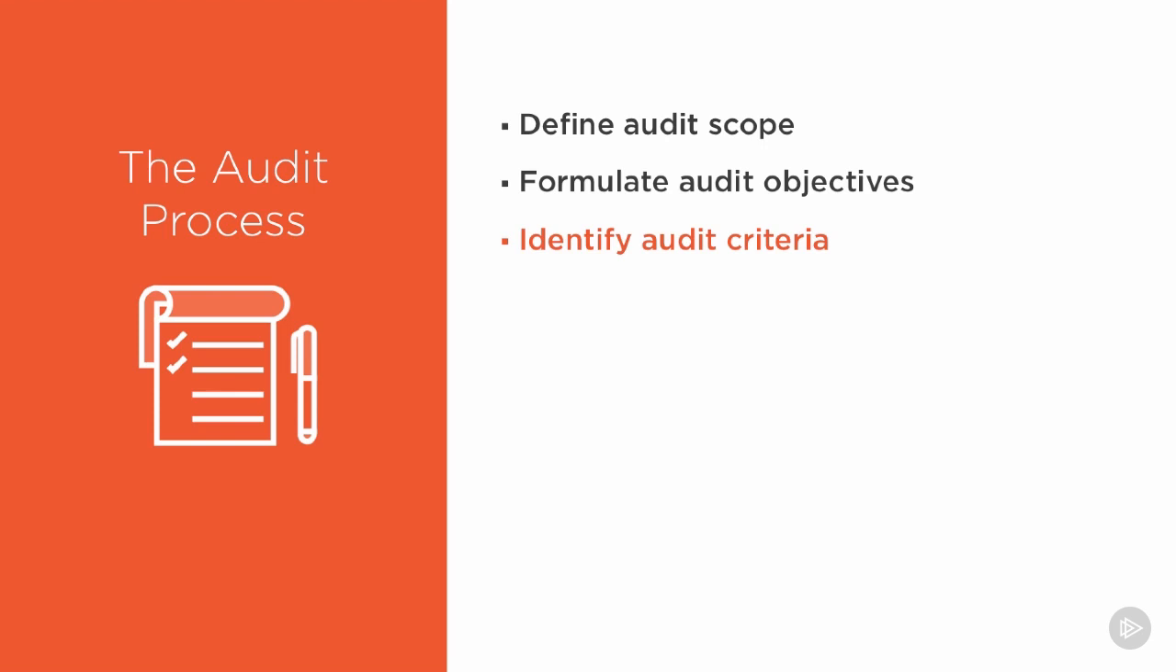We then need to define and identify the audit criteria. When we do this, we'll look at what is a pass and what is a failure. We'll look at what, from the organization's perspective, would be the areas that we need to examine, and what the expected results of that would be.